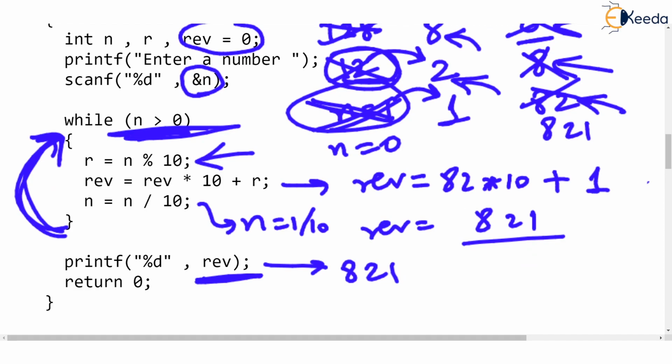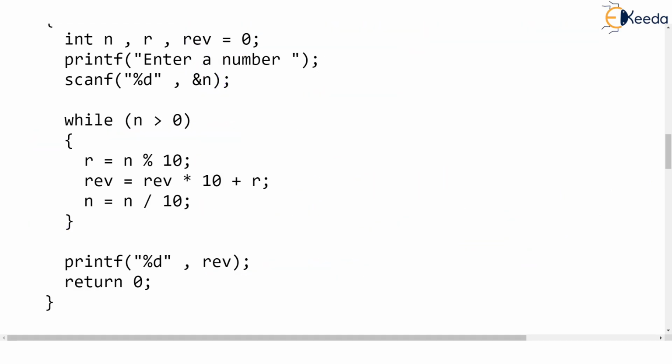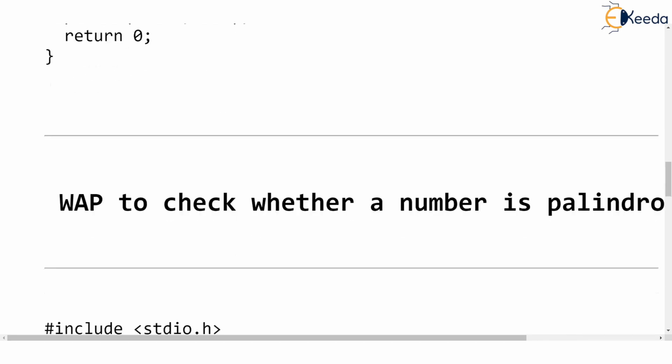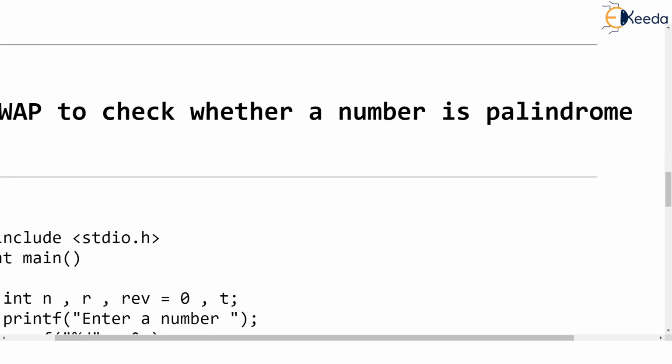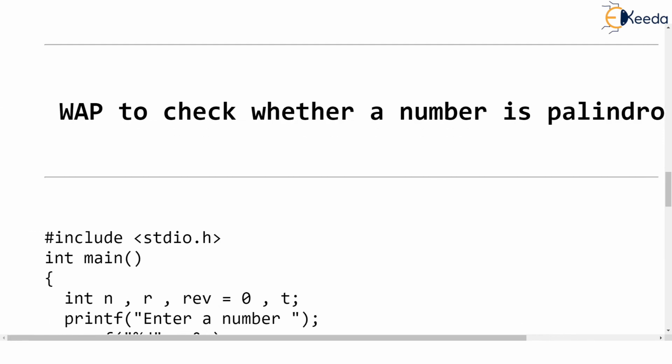I hope you understood. Running the program on paper by simply substituting the values and finding out how reverse will be formed. Now, the next code given here is check whether a number is palindrome or not. We will see this code execution in the next video.